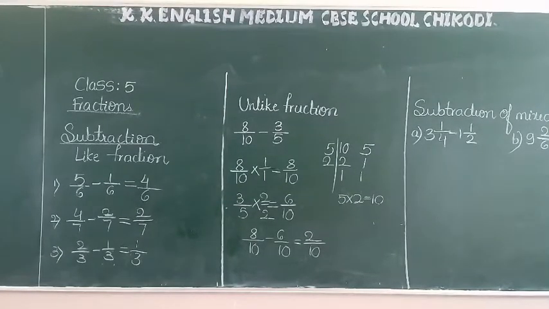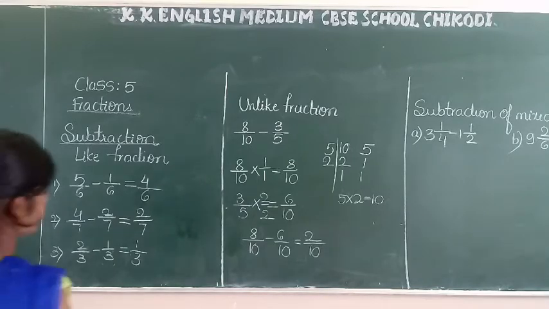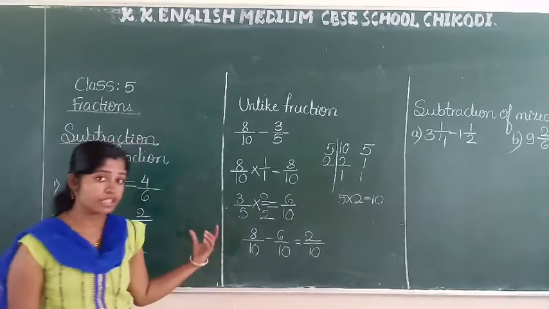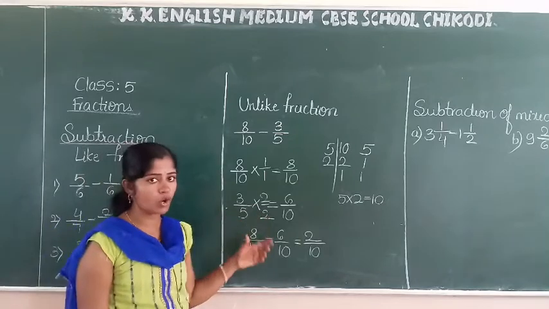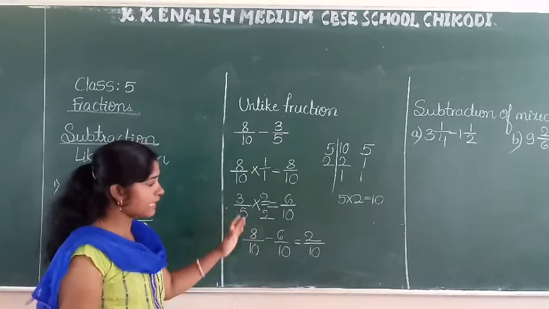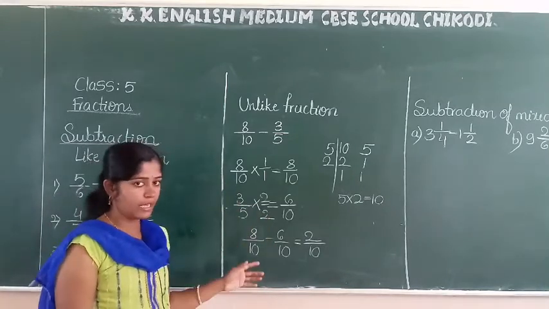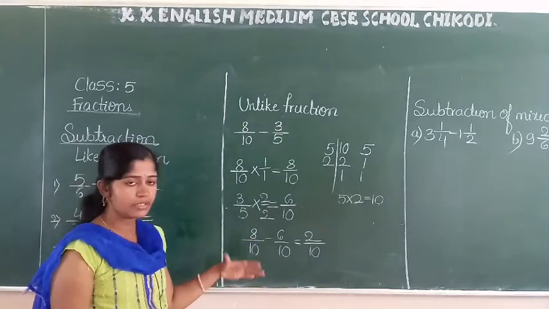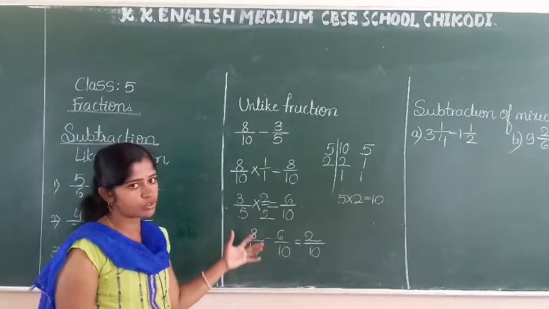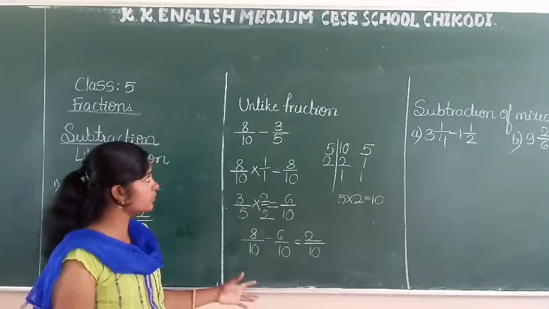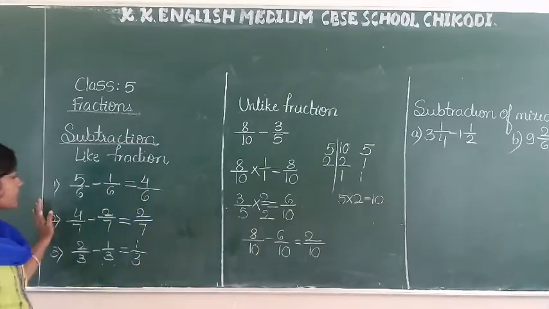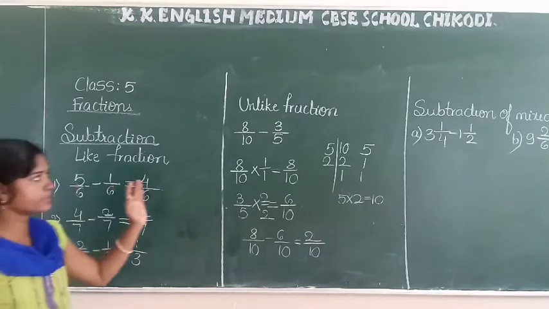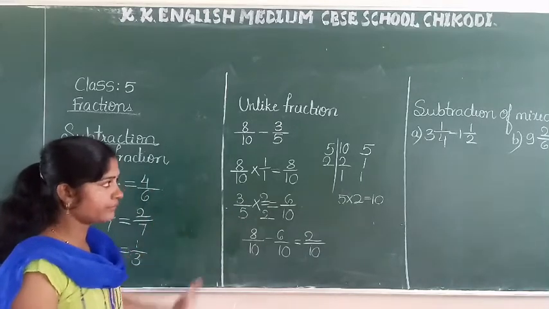Okay, this is the subtraction of unlike fractions. Whichever examples are solved by Bino, first try those examples yourself. And if you are getting confused, watch this video often, then only you will come to know how to solve these examples. Okay, this is the subtraction of like fractions and subtraction of unlike fractions.